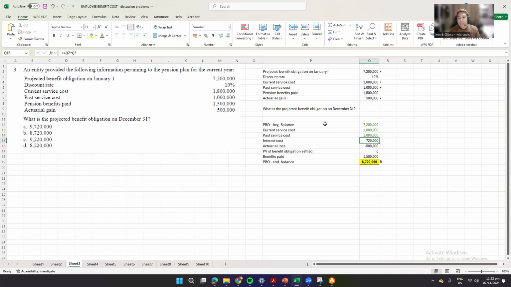Actuarial loss, in this case, it's a gain. So palitan natin to. So if it's a gain, so we have to deduct it. No? So that's 500,000. Present value of benefit obligation settled. So wala. And then we have benefits paid of 1,500,000. So that's also given. No? So just get the sum. So makuha natin dyan is 8,720,000. So that's letter B.